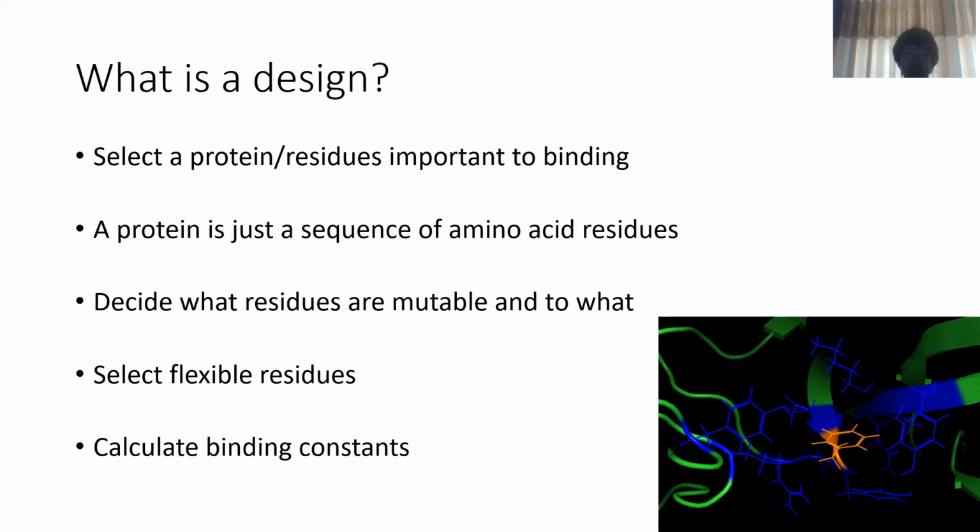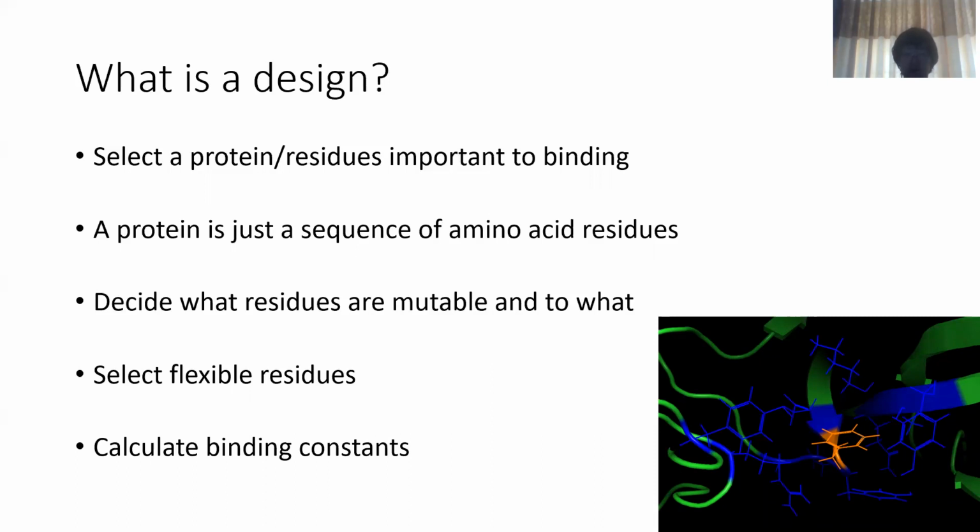And a protein is just a sequence of amino acid residues. And we want to find the residues that we want to mutate and choose what amino acids they're mutable to. Then we want to select what residues are flexible. So they can move around, but they can't change to different residues. Typically, we want these to be close to the mutable residue. So that way, if we change from a smaller amino acid residue to a larger one, we're able to move the other ones out of the way so we don't get any steric clashes.